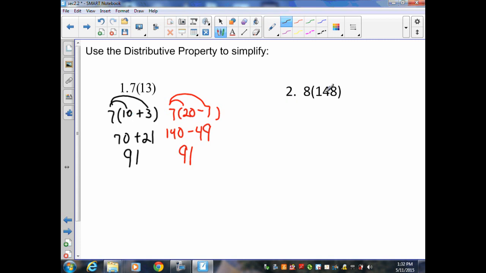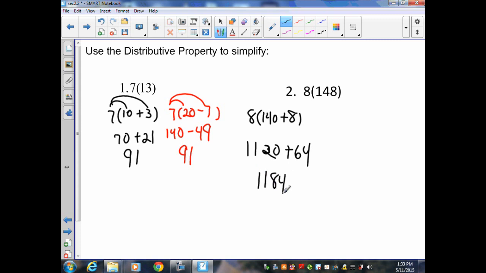Number 2, 8 times 148. Let's start with two numbers that add to 148. So I have 8, and then I'm going to choose 140 plus 8. Again, these are still large numbers, but a lot easier than 148. So 8 times 140, 8 times 0 is going to give me 0. 8 times 4 is 32. Carry the 3, that's going to be 1120. 8 times 8 is 64. And when I find their sum, I'm going to get 1,184.